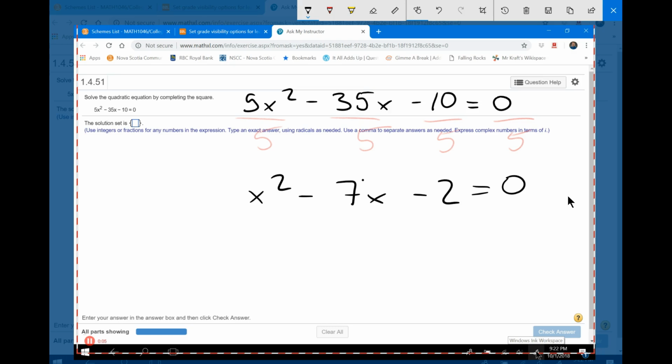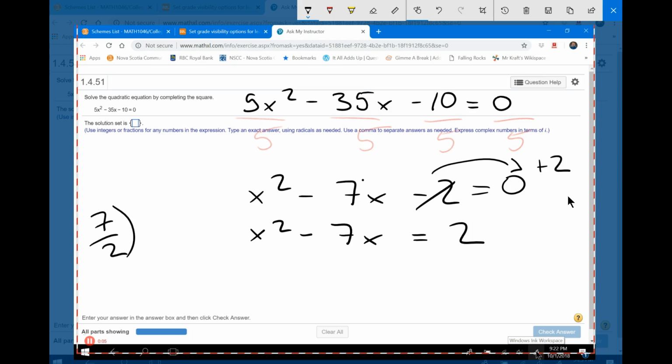Now, let's move this negative 2 over by adding 2 to both sides. So I'm going to have x squared minus 7x, and that's going to equal 2. Now we'll take half of the middle term and square it. Remember, that's half of 7 squared, which gives us 49 over 4. So we'll add that into both sides. I'm going to add 49 over 4 right here.